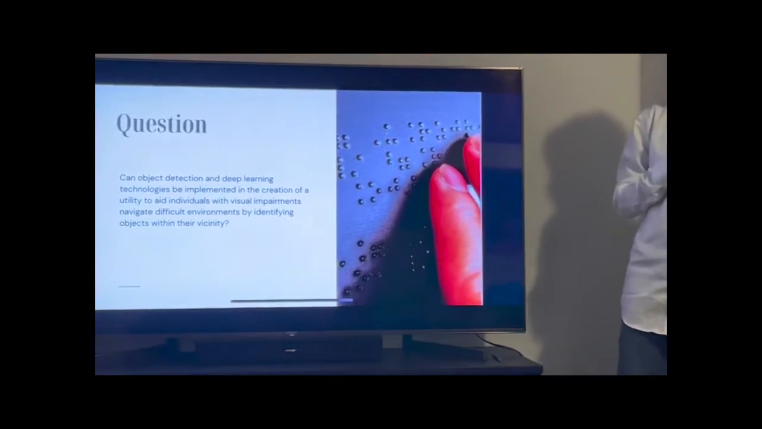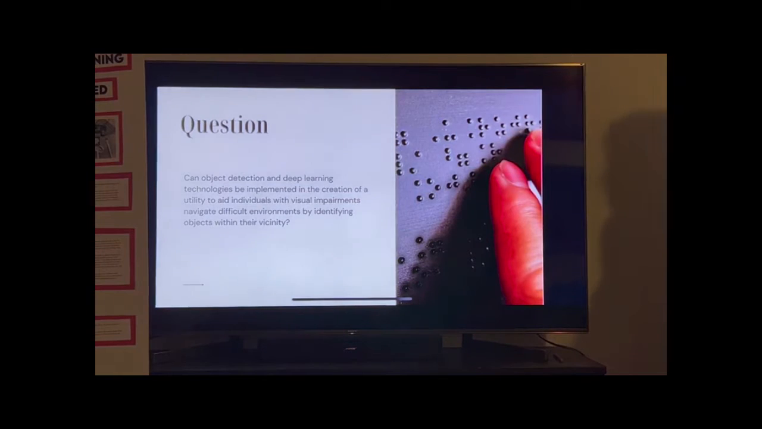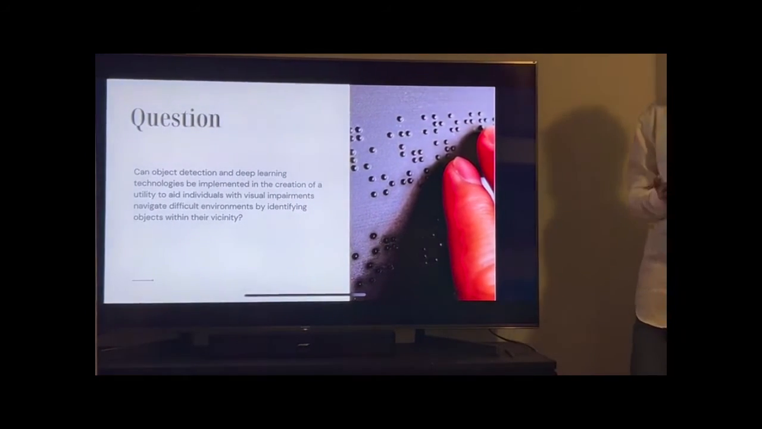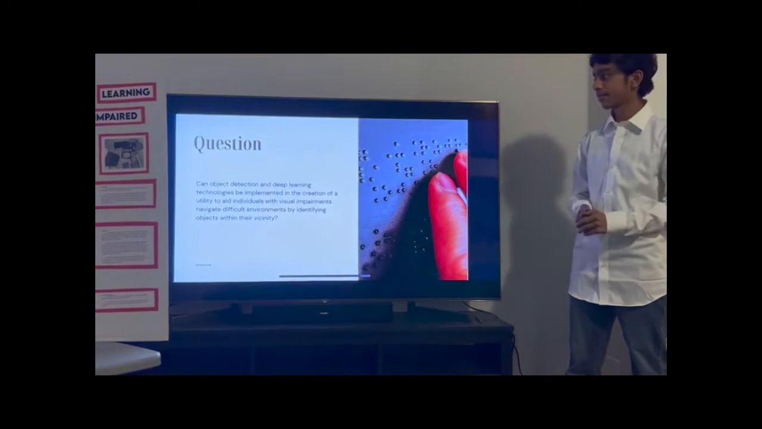So, my question is, can object detection deep learning algorithms be applied to the creation of a utility that aids those with visual impairments navigate difficult environments by identifying objects within their vicinity?